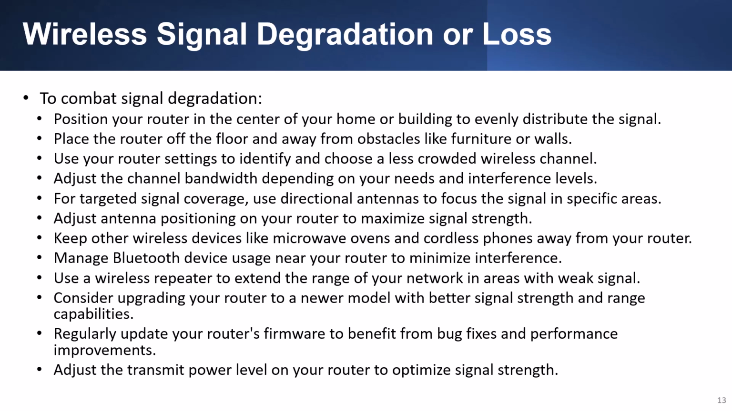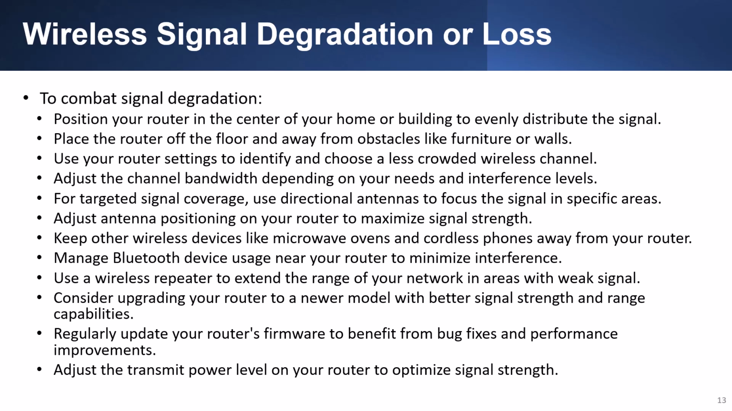For targeted signal or coverage, use directional antennas to focus the signal in specific areas. Adjust antenna position on your router to maximize signal strength. Keep other wireless devices like microwave ovens and cordless phones away from your router. Manage Bluetooth device usage near your router to minimize interference.